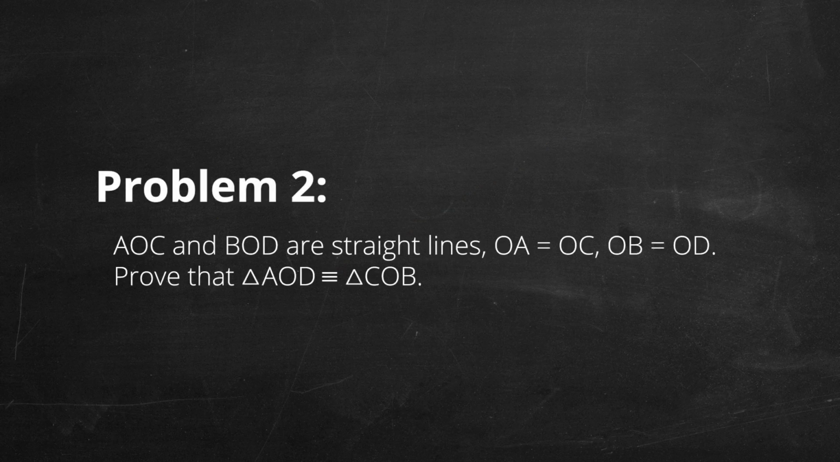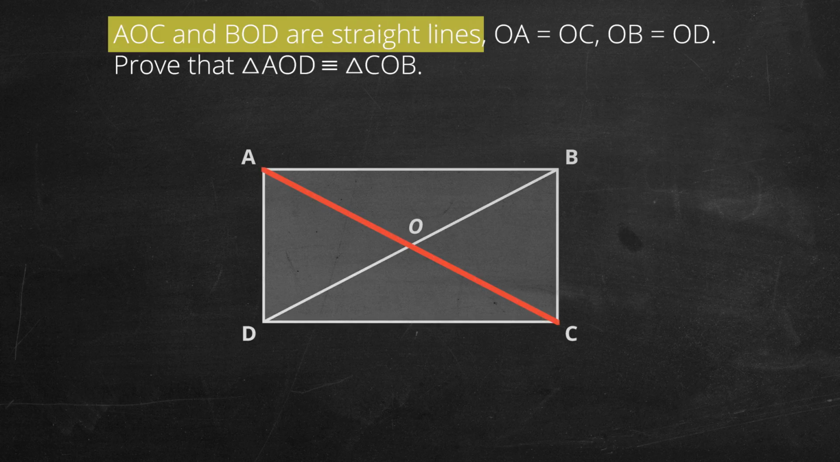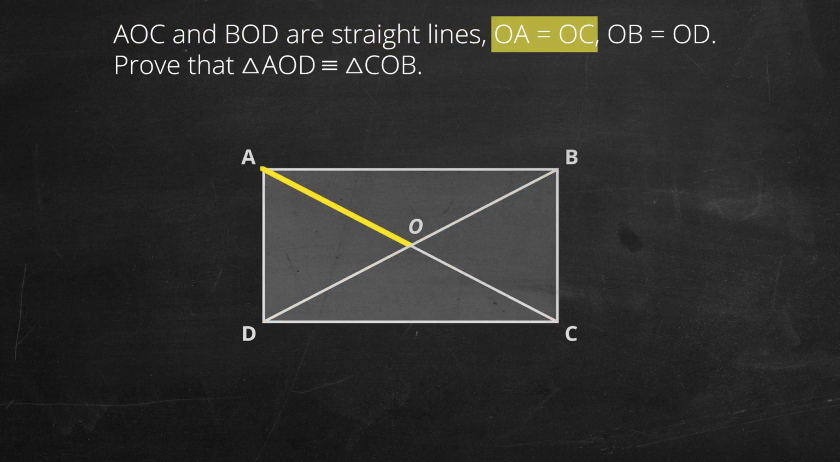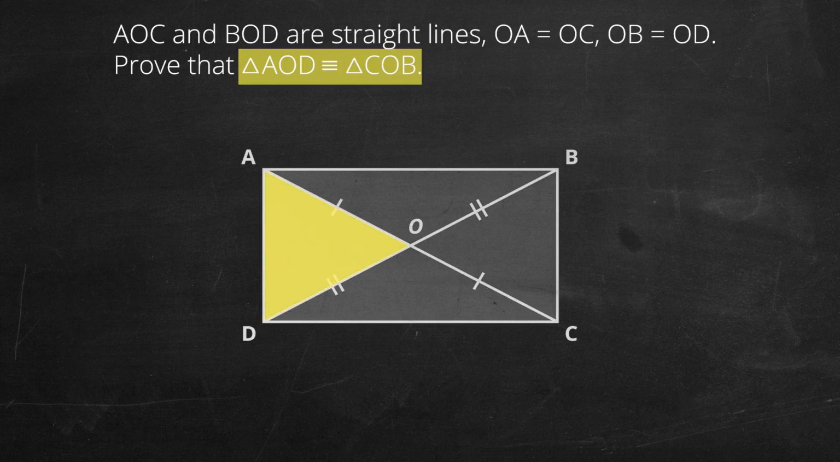Now, let's take a look at a slightly different problem where we have to now identify the congruent triangles. First, let's understand the problem. Here, we have a figure where AOC and BOD are straight lines. We are also given that the length of OA is equal to OC. For ease of reference, let's mark them as equal on the diagram, okay? We also are given that the length of OB is equal to OD. So again, let's mark them as equal on the diagram. What we want to do is prove that triangle AOD is congruent to triangle COB.